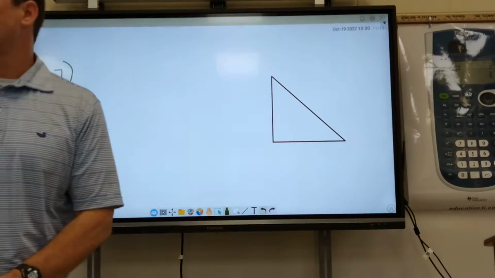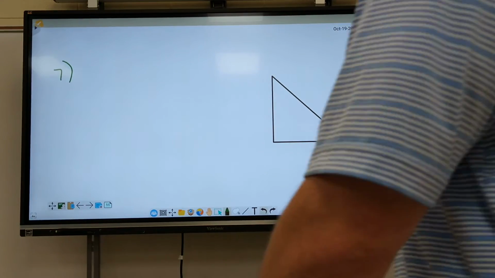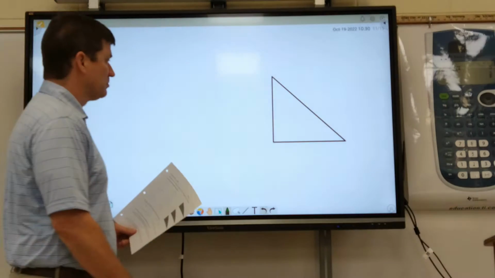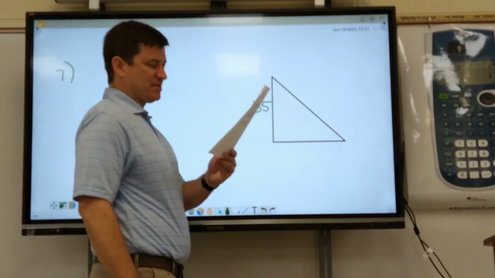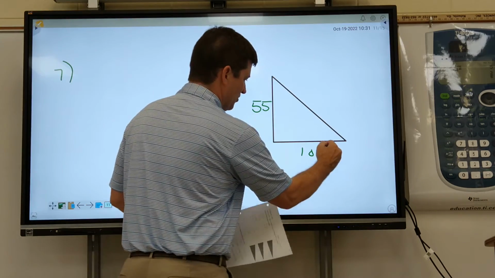Draw your triangle. See if you can label it. All right, let's read it. Number 7 says, a train in the mountain rises 55 feet. Where do I put 55 if it says rises? Up and down. All right, next. For every 1,000 feet it moves on the track. Good. The track's always on the ground.